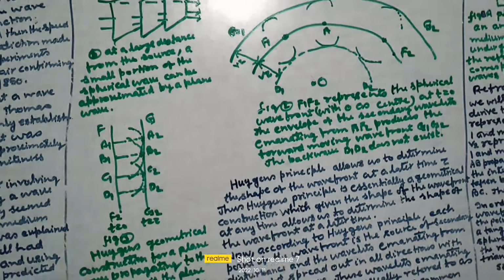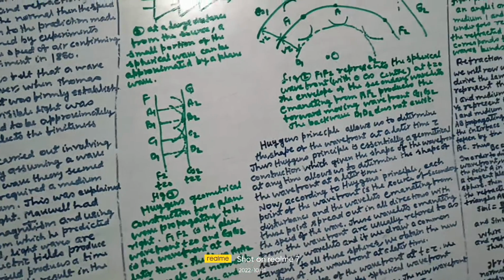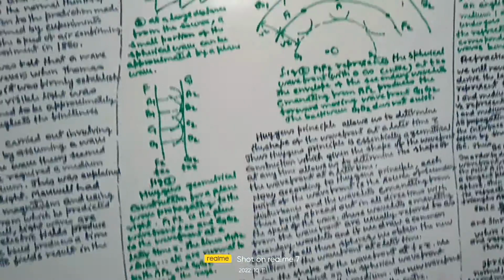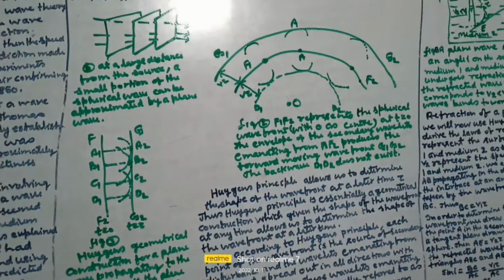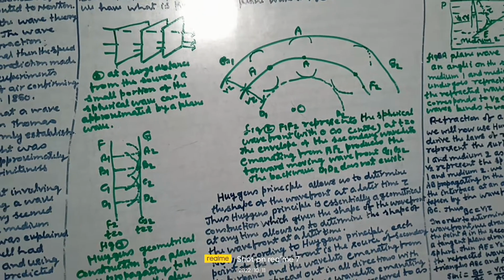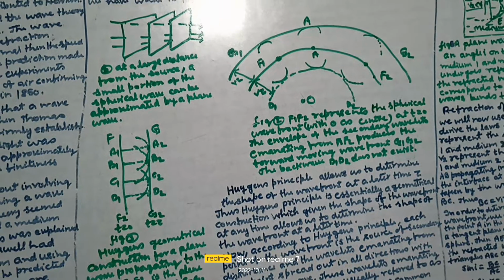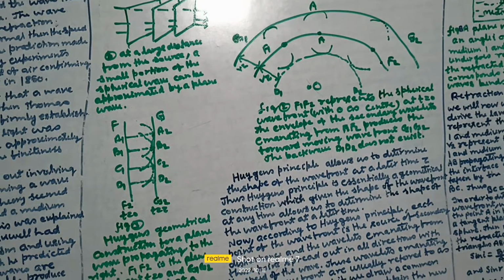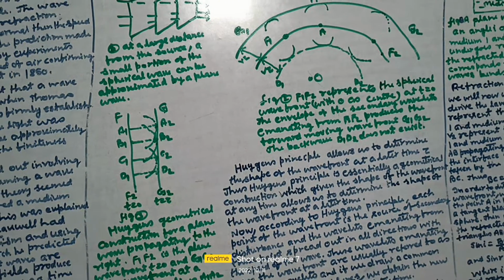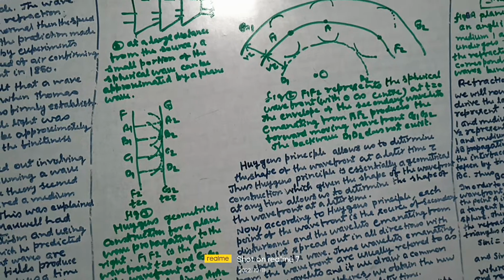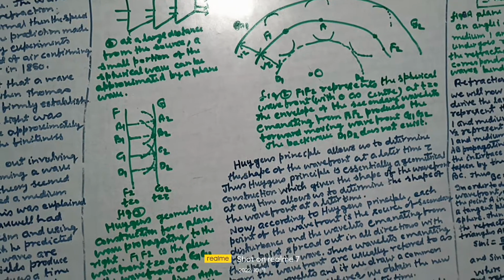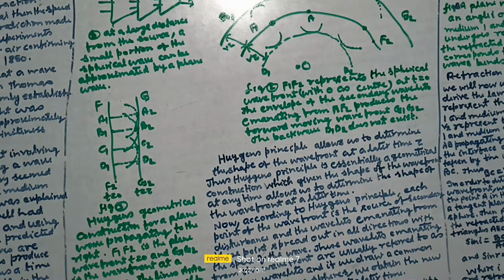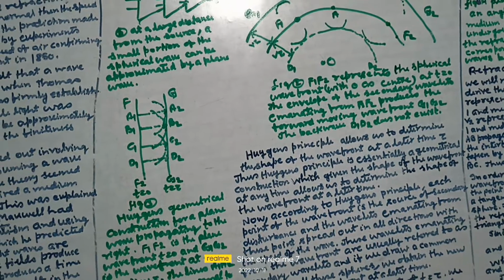Huygens principle allows us to determine the shape of a wavefront at a later time tau. Thus, Huygens principle is essentially a geometrical construction which gives the shape of the wavefront at any time, and allows us to determine the shape of the wavefront at a later time. According to Huygens principle, each point of the wavefront is the source of the secondary disturbance, and the wavelets emanating from these points are spread out in all directions with the speed of the wave.